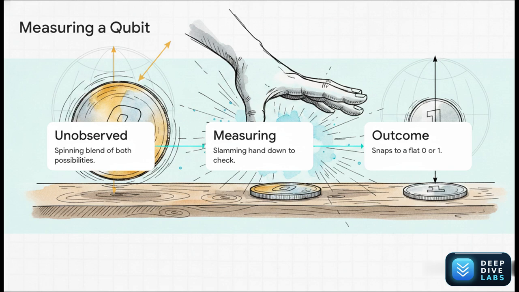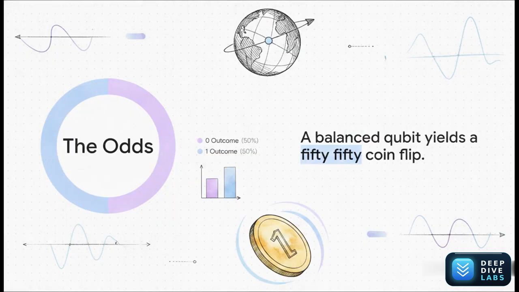But the absolute instant you measure it, the instant you try to read it out, it forcefully snaps to either a plain 0 or a plain 1. You will never, ever catch a qubit mid-tilt. So, if it always snaps to a 0 or a 1 when we finally look at it, what was the point of the tilt anyway? Well, where that arrow was pointing completely dictates the odds of what you're going to see.